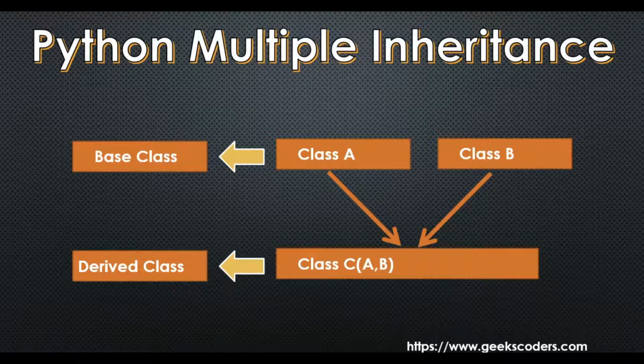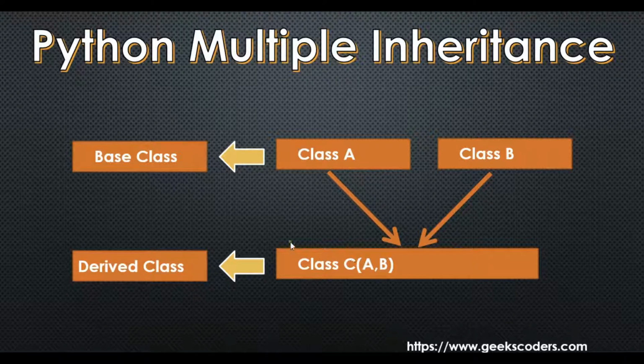In this video we're going to talk about Python multiple inheritance. If a class extends from more than one class, that's called multiple inheritance. In this example you can see that I have class A and class B. These two are my base classes. I have another class called class C. This class C extends from class A and also class B, and this is our derived class.